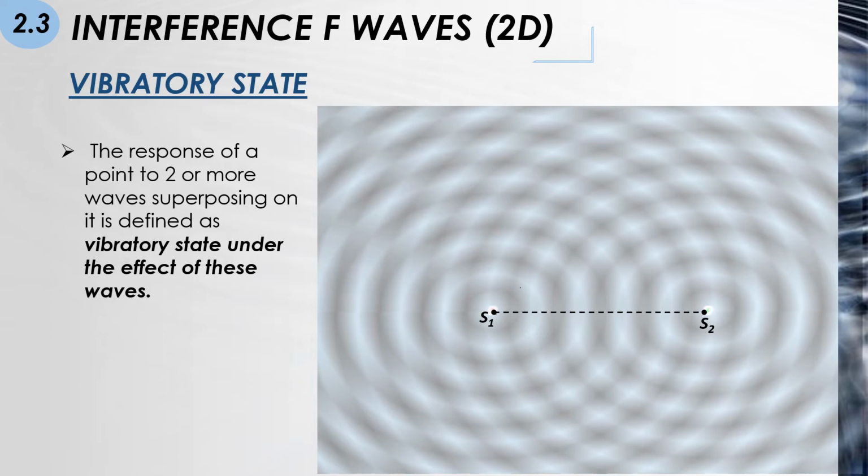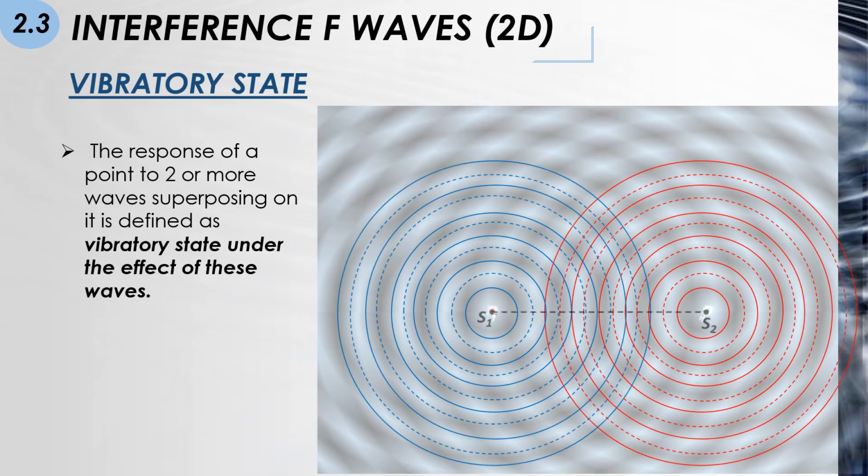Now we're going to make these sources vibrate in phase and with the same frequency. You notice that wave fronts are generated around both sources. The wave fronts are shown here as solid lines in green, in blue, and in red. The dotted circles in between the wave fronts are also wave fronts, but these represent troughs.